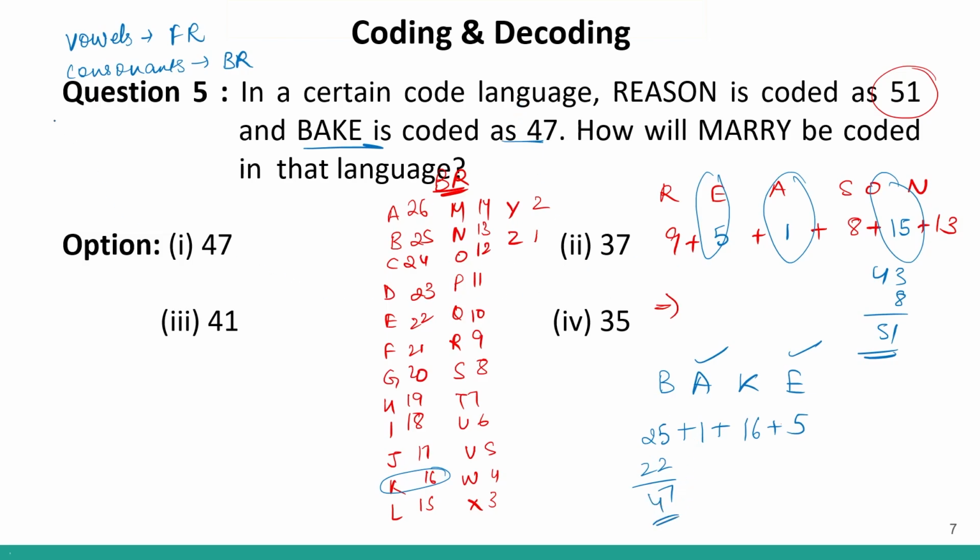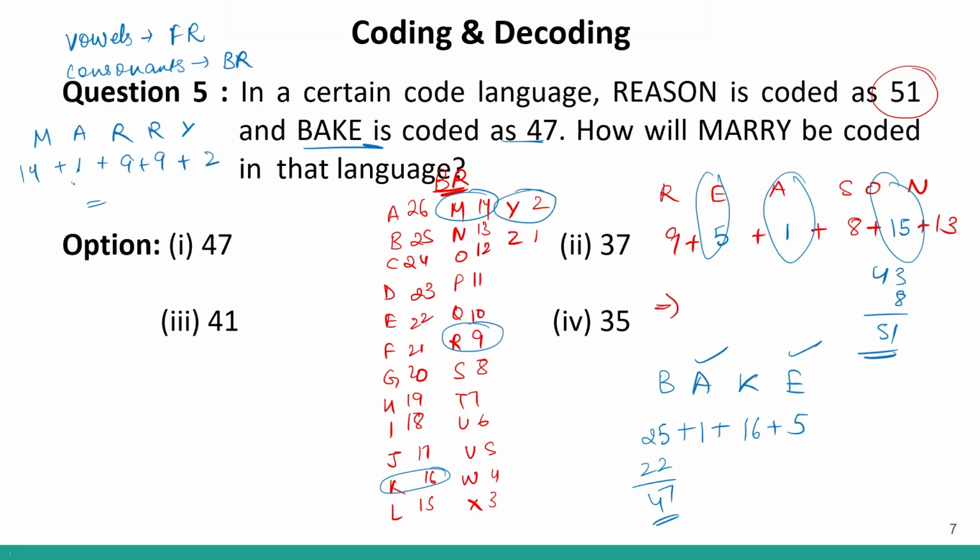So we will do the same thing for marry. One vowel is there, which is A. So we will take 1. And for the rest, we will use backward ranks. For M, the backward rank is 14. So 14. And for R, the backward rank is 9. So 9 plus 9 plus Y, the backward rank is 2.